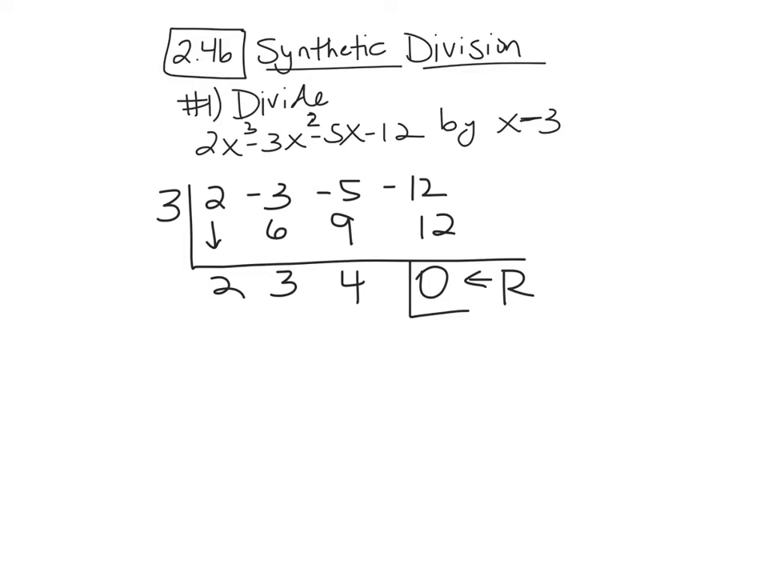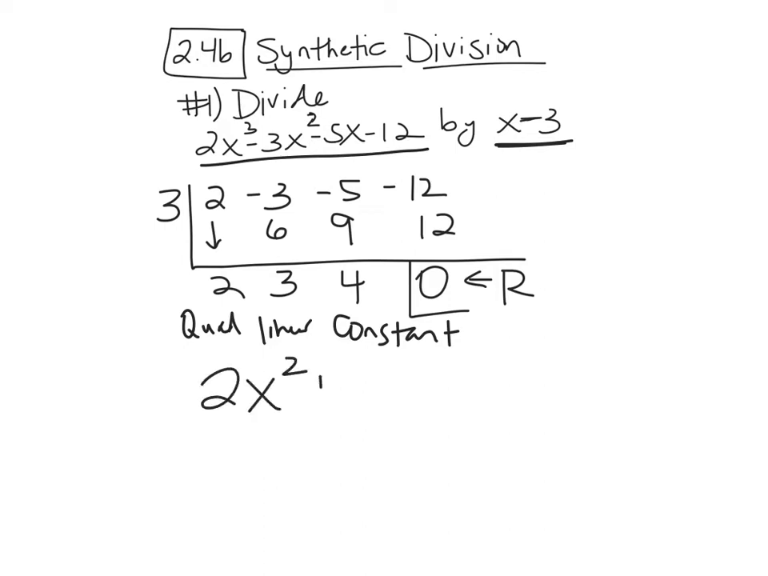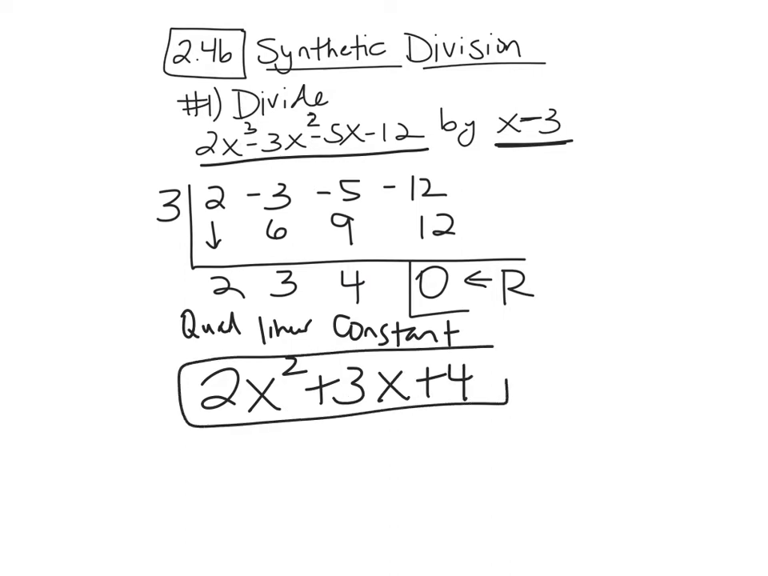The 4 is going to be your constant term, 3 is linear, and 2 is quadratic. So what we did was we took a linear binomial and divided it into a cubic, and we got out a quadratic. So we get 2x squared plus 3x plus 4, and that would be your answer by dividing. We could have gotten that with long division also.